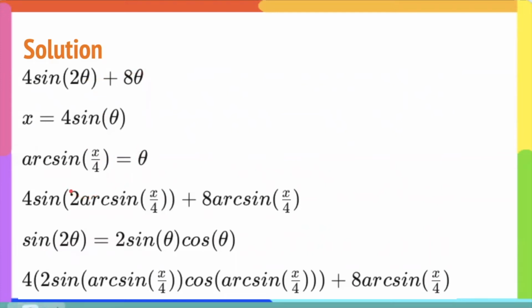All right, and notice that we have sine of 2 times something. So we can use the double angle identity for sine to simplify this, so that this becomes 2 sine of the angle, which is arc sine of x over 4, times cosine of the angle.